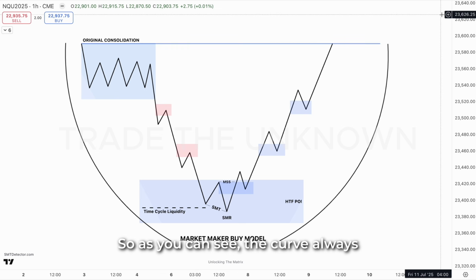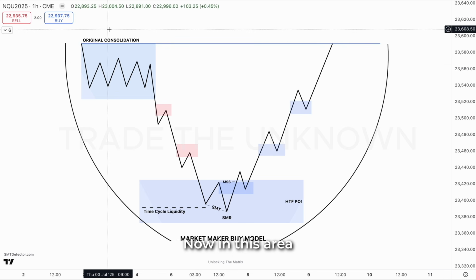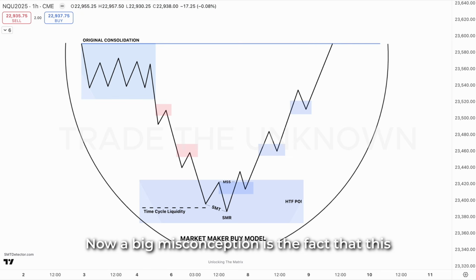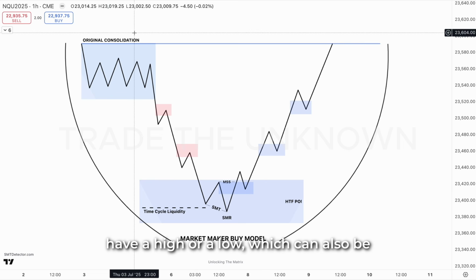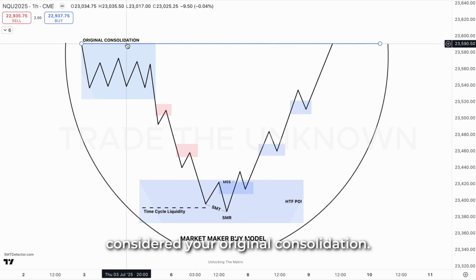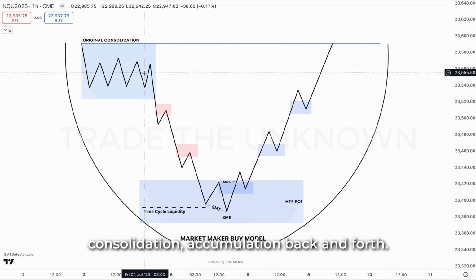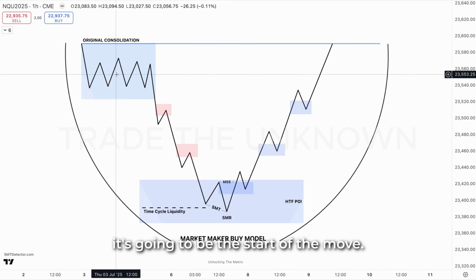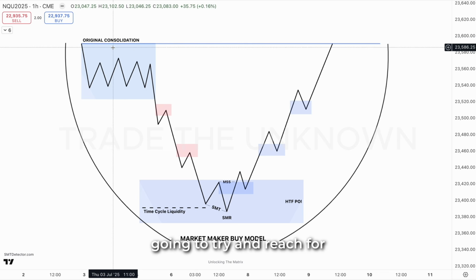As you can see, the curve always starts up here. Now in this area, we have what we call the original consolidation. A big misconception is that this has to be a consolidation for it to be the actual start of the move. But sometimes you can simply have a high or a low, which can also be considered your original consolidation. The point is not that it's going to be a consolidation, accumulation, back and forth. It's that it's going to be the start of the move. And this is where price is going to try and reach for once the other side of the curve has been set in motion.